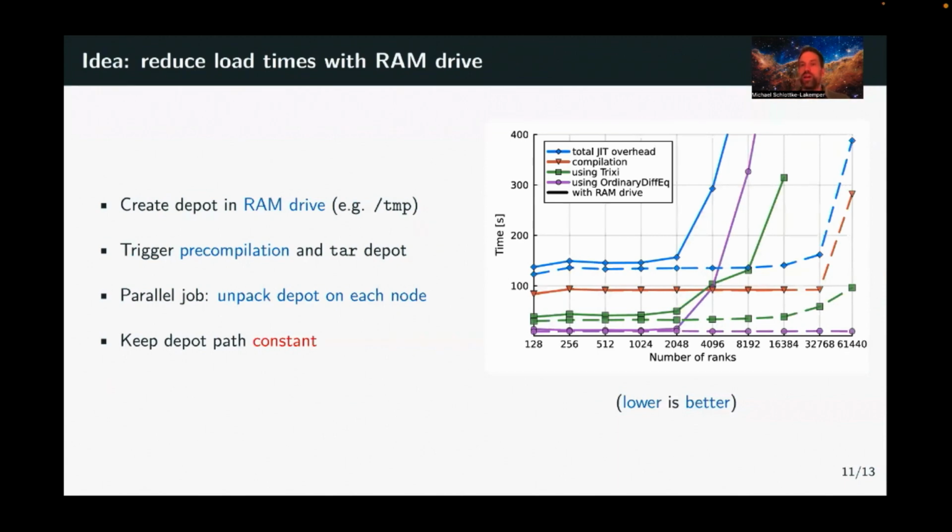When we now look at the purple curve, we can see the dashed curve is now with the RAM drive. The continuous line is the original curve that you just saw before. So while for the original curve the loading time goes up sharply after 2,000 ranks, we now have a very nice, flat, constant loading time when we do using OrdinaryDiffEq. So problem solved.